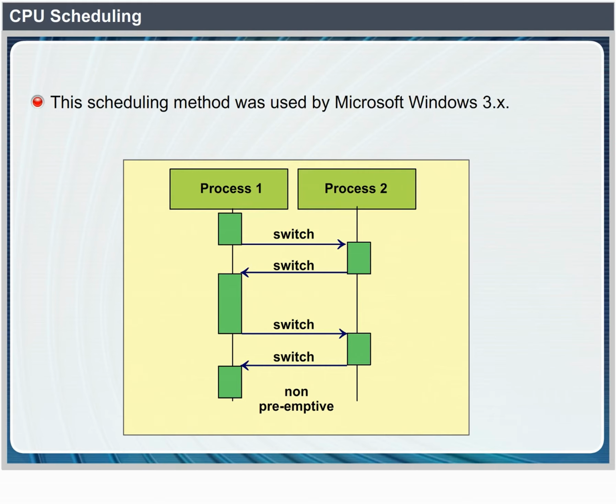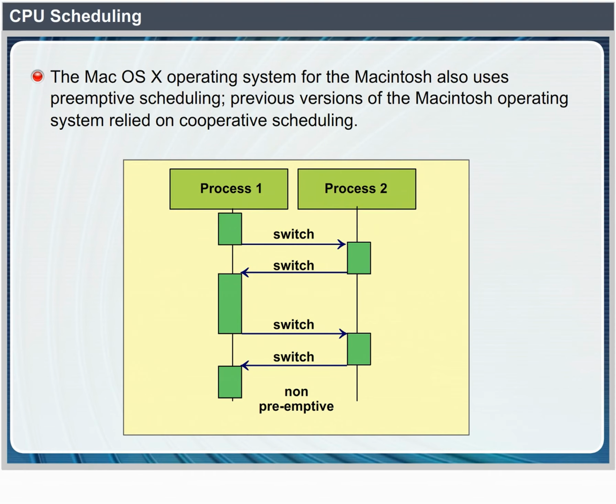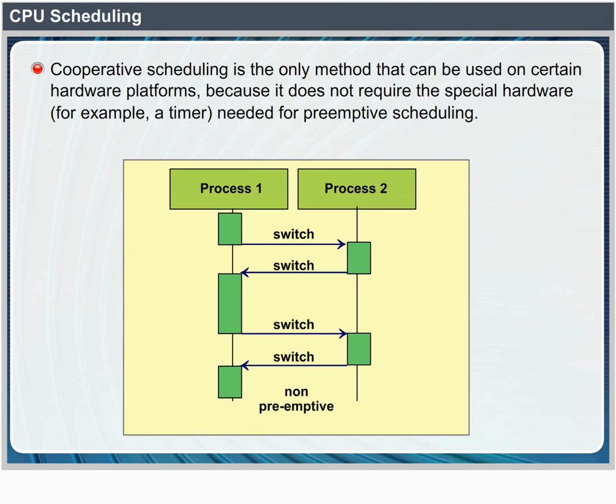This scheduling method was used by Microsoft Windows 3.x. Windows 95 introduced preemptive scheduling, and all subsequent versions of Windows operating systems have used preemptive scheduling. The Mac OS X operating system for the Macintosh also uses preemptive scheduling. Previous versions of the Macintosh operating system relied on cooperative scheduling. Cooperative scheduling is the only method that can be used on certain hardware platforms because it does not require the special hardware, for example, a timer, needed for preemptive scheduling.